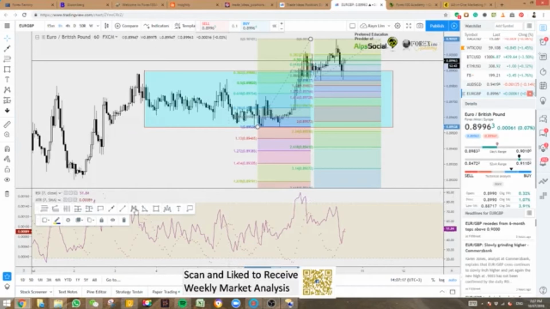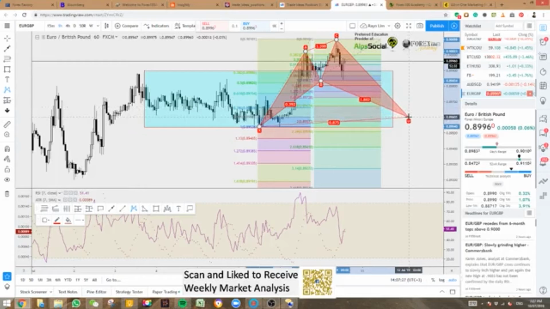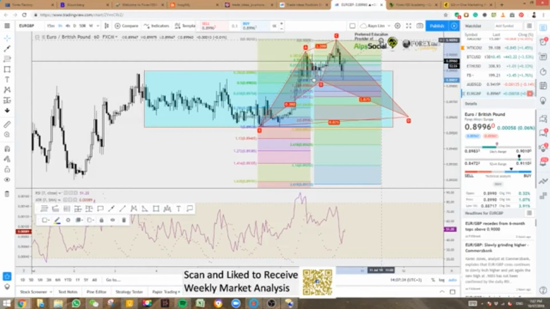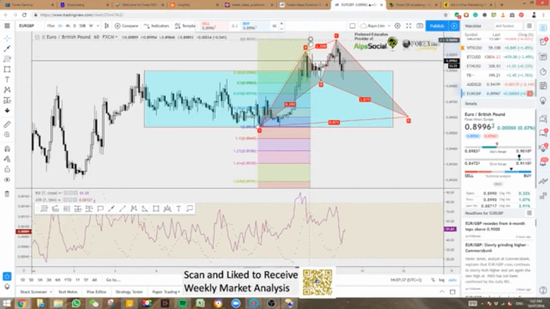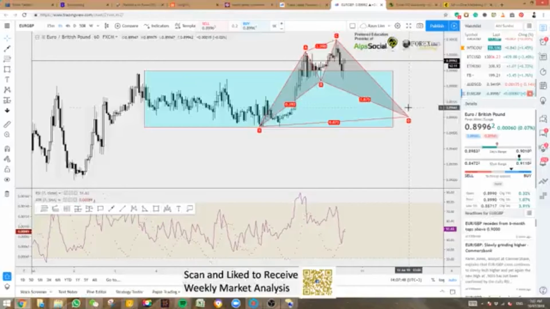So it goes X to A to B, B to C, CD completion 88.6 over here. And this is a shark pattern. You have to break down before I look for a buy. There's no rule stating that you can sell all the way from C to D, so please don't do that. A shark pattern is only a shark pattern when it touches 88.6.